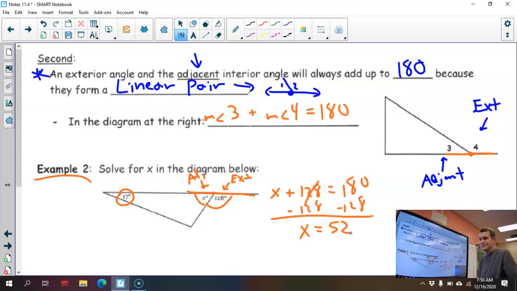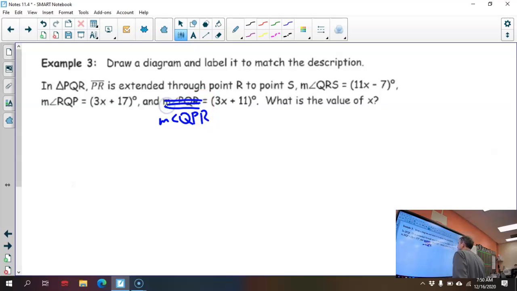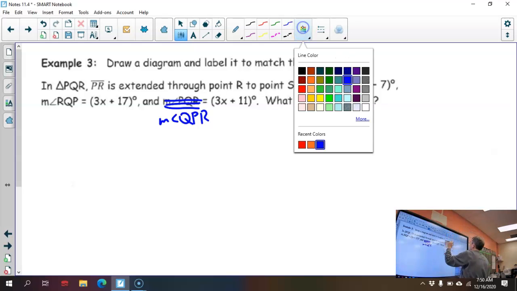Right? Which brings us to our last example, the most difficult one, of course. And I've made a mistake in this one that's tragic. So let's go back here. And let me just tell you the mistake first. This angle has been named incorrectly. This should be the measure of angle QPR. Sadly, I named it wrong. All right, so here we go.